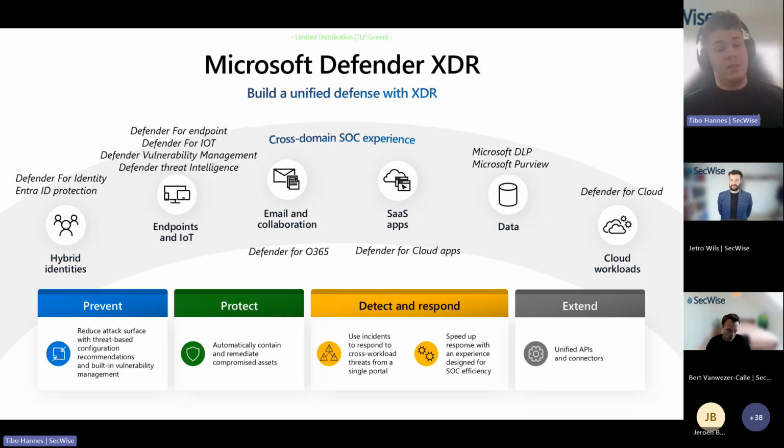You have your email collaboration that goes to Defender for Office 365, your SaaS apps that go to Defender for Cloud Apps, and your data to Microsoft DLP and Purview, and of course, cloud, very important, to Defender for Cloud. Defender XDR also tries different possibilities to prevent attacks, mostly attack surface related. Think about browser isolation, so attacks through your browser aren't as easy to get through. Or ASR rules, so attack surface reduction rules, for example, blocking USB devices.